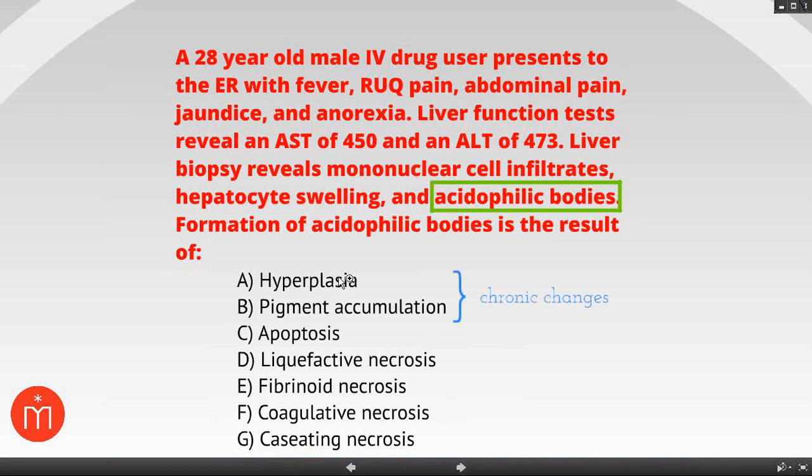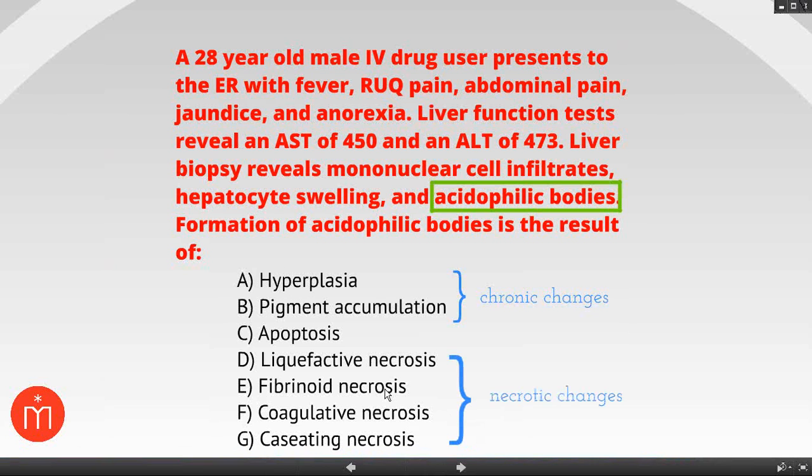We talked about hyperplasia and pigment accumulation. These predominantly are chronic changes that we see. It is true that you can get some pigment accumulation, some debris in an acute infection, acute hepatitis, but typically on the USMLE these are more chronic changes, and our case we said is an acute presentation, and that distinction alone is enough to say that maybe A and B are not going to be the correct answer.